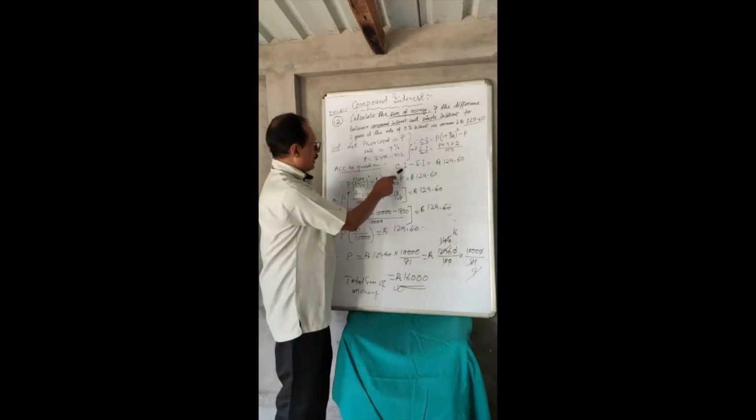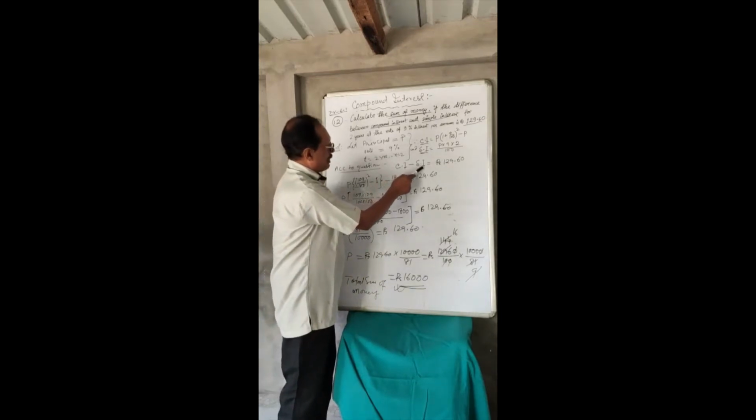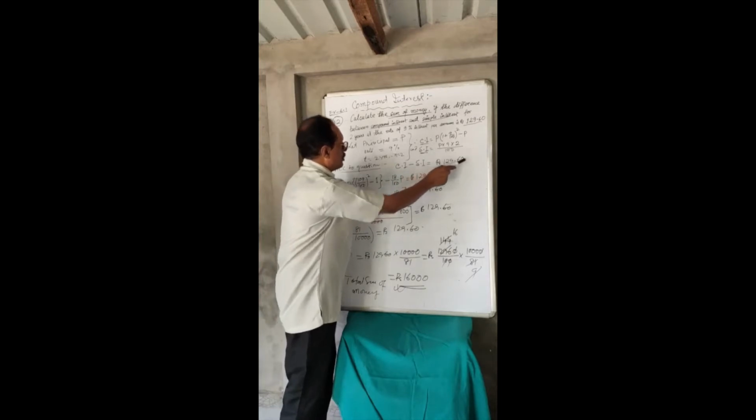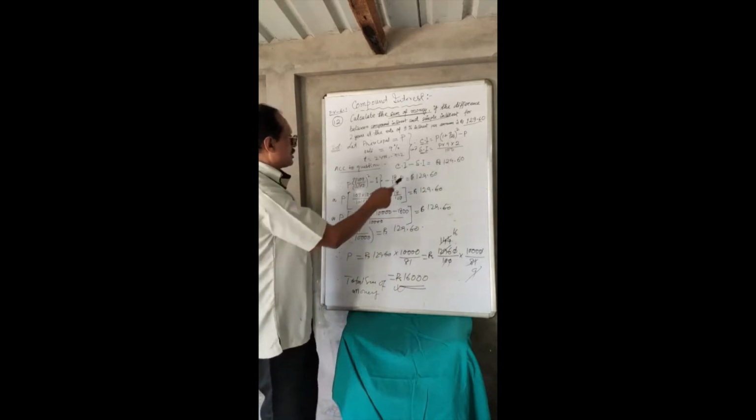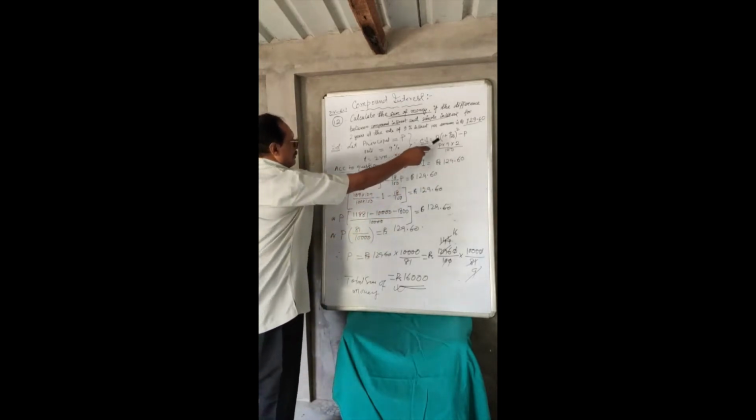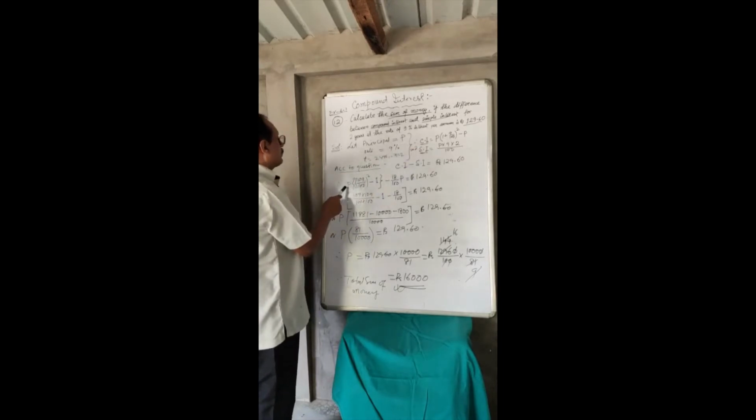So that's why we have subtracted: compound interest minus simple interest is equal to rupees 129.60. So now the calculation is coming here. Compound interest is coming from there. I'm taking P common.